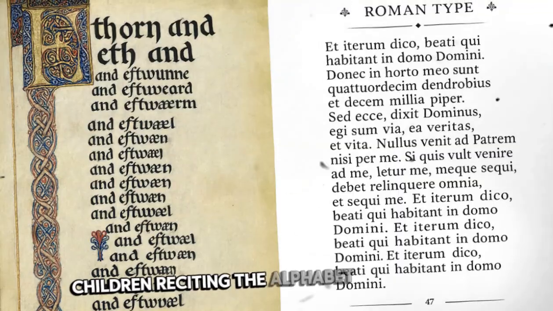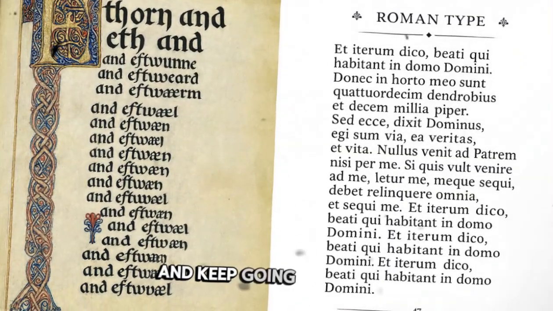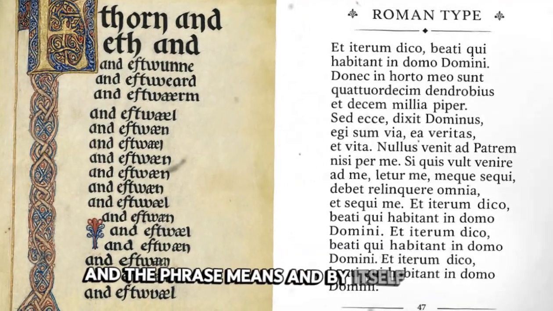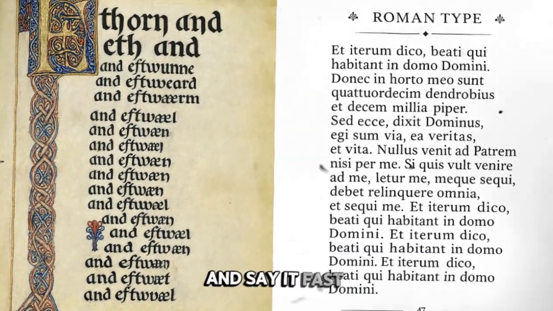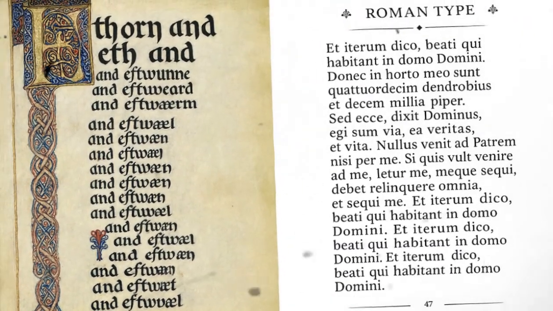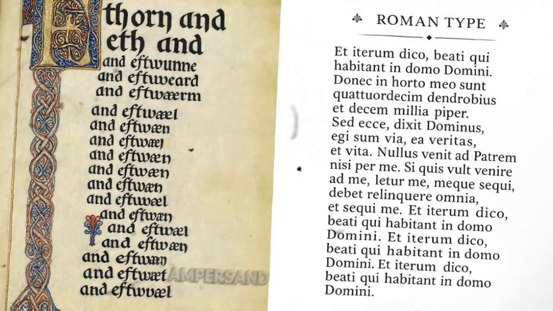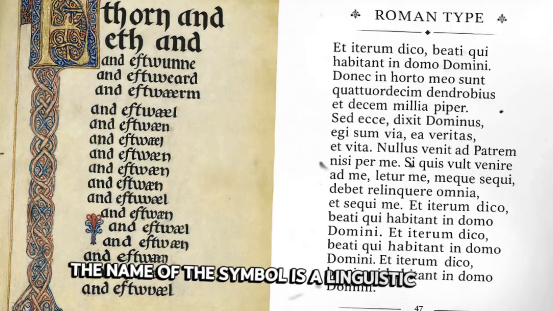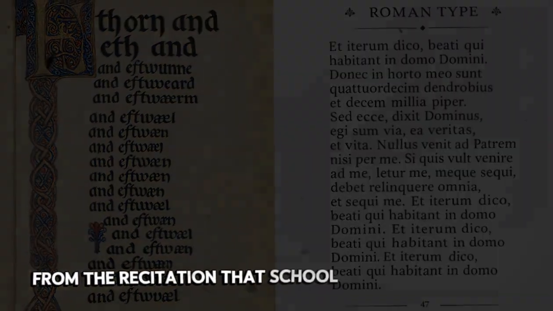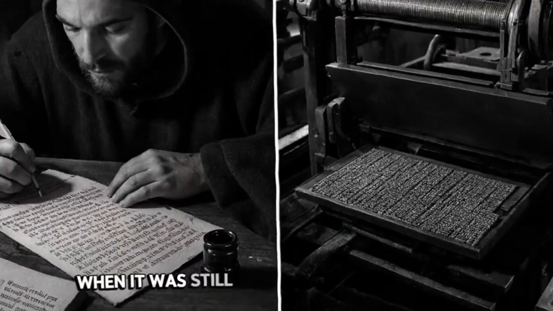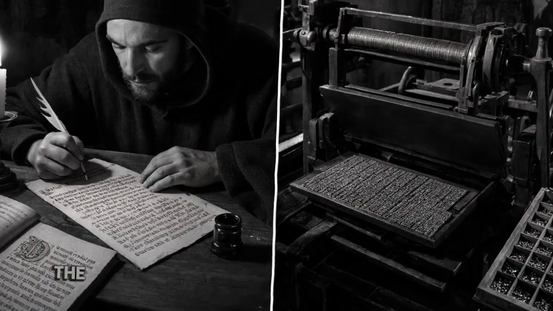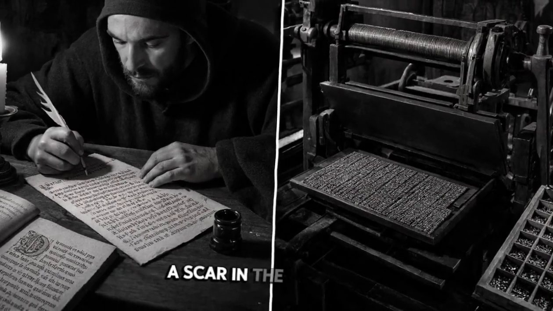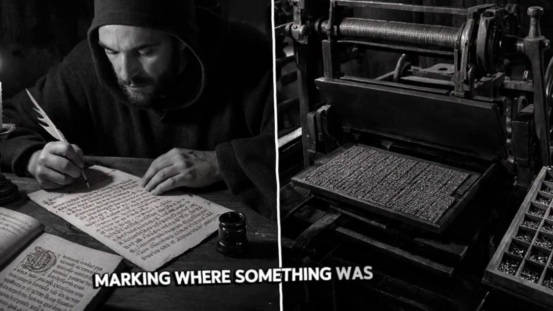Children reciting the alphabet would reach Z and keep going. And per se and. The phrase means, and by itself means and. Say it fast. And per se and. Faster. Ampersand. The name of the symbol is a linguistic fossil from the recitation that school children performed when it was still the 27th letter. The name itself is the ghost of its own deletion. A scar in the language, marking where something was cut away.